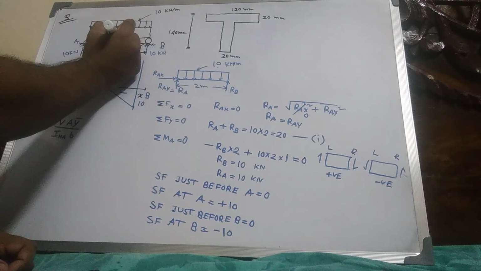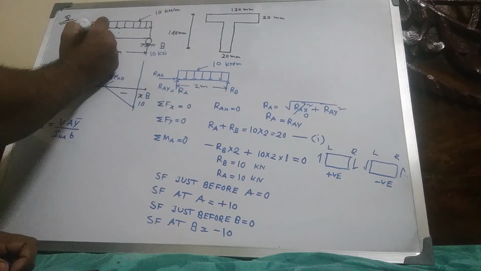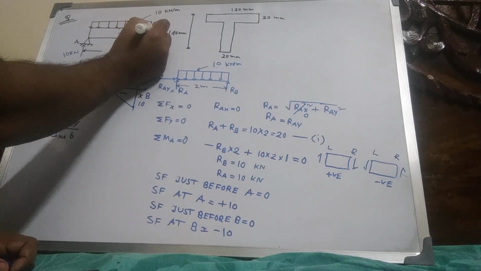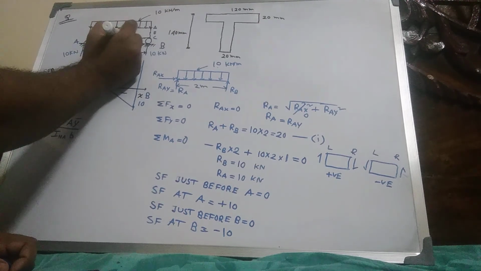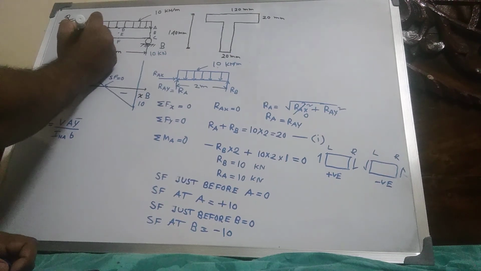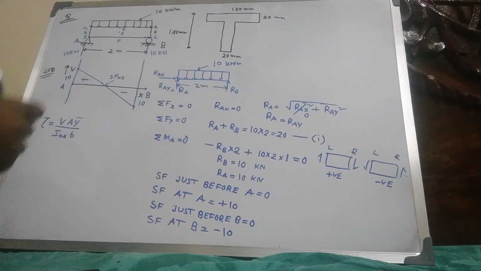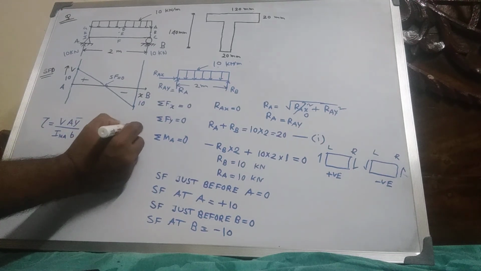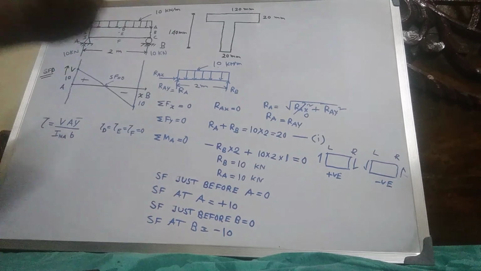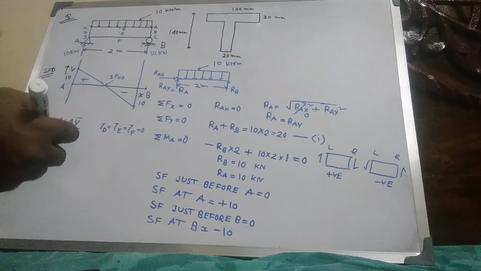Let's mark different points: A, B, C, D, E, F, G, H, I. At points D, E and F, the shear force is 0, so the shear stress is 0 at these points.